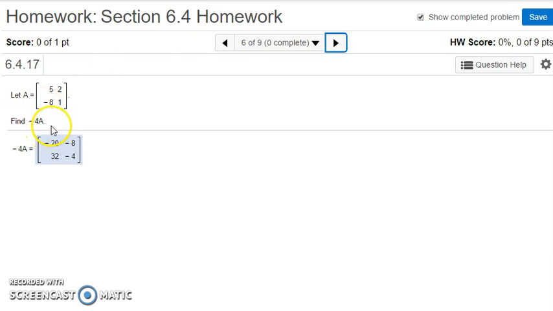So if I have a number out front, this is the same as doing the distributive property. So this is saying to multiply everyone in my matrix A by a -4. -4 times a +5 is a -20. -4 times a +2 is a -8.